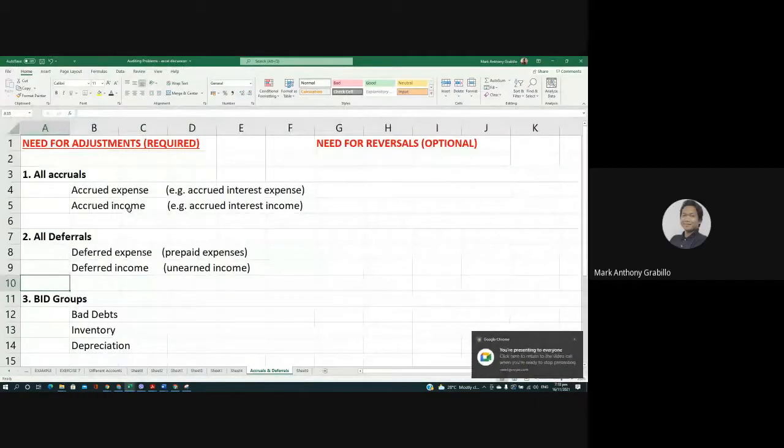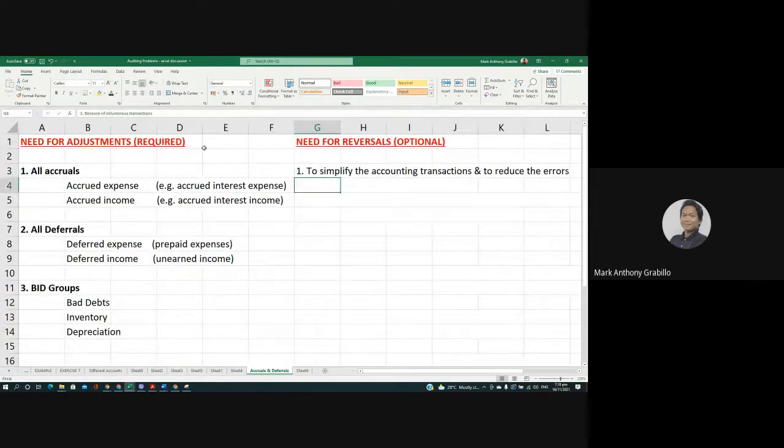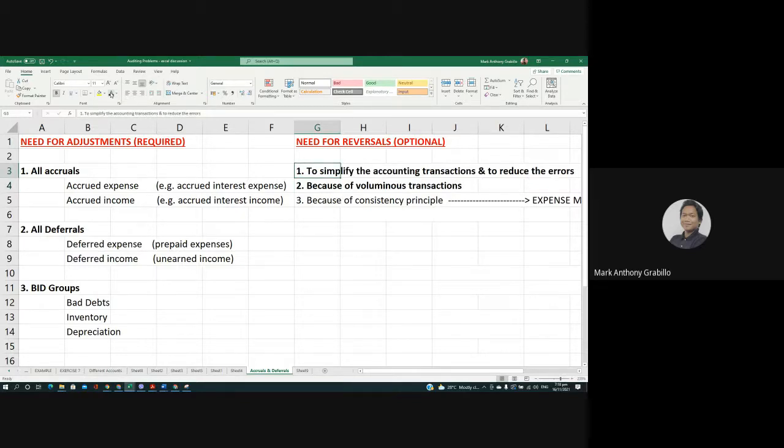Alright. Now, for reversal, although it is optional to do reversing entries, however, we need this kasi merong mga following reasons. Una, to simplify the accounting transactions and reduce the errors. Ikalawa, because of voluminous transactions. And then ikatlo, because of consistency principle. So, dito muna tayo sa voluminous transaction. Yung number one kasi madali lang naman siya maintindihan, to simplify accounting transactions and to reduce errors.